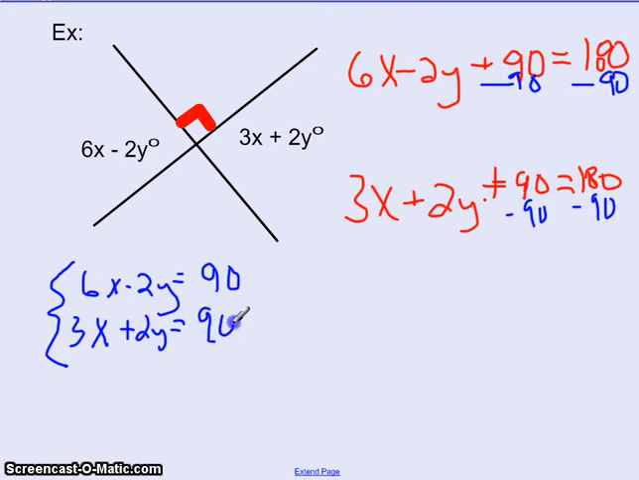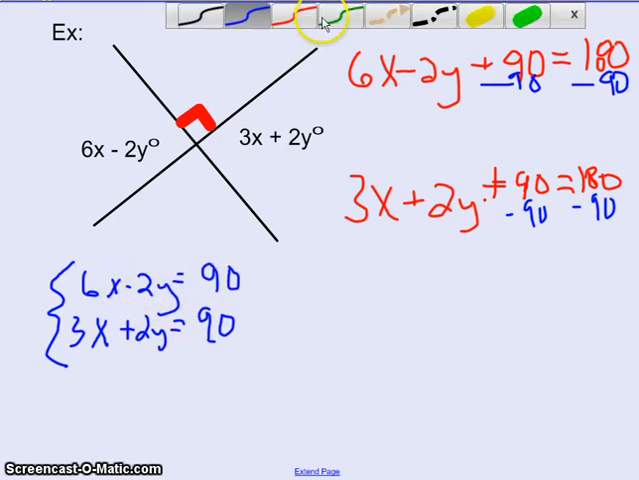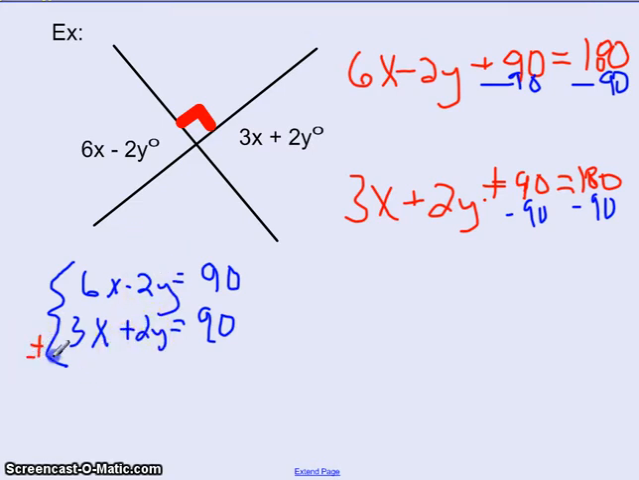So now I've got them already aligned where the x's are in one column, the y's are in another column, and the constants are in a column. Notice that the y's already has opposites. So if I just add these equations together, then they'll add out. I'll have 9x's, when I add those together, equals 180. So if I divide by 9 on both sides, I would have x equals 20.